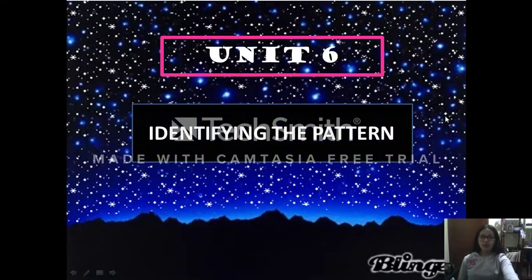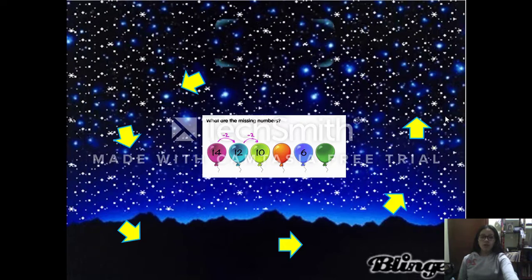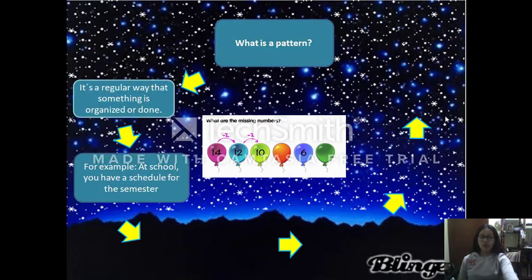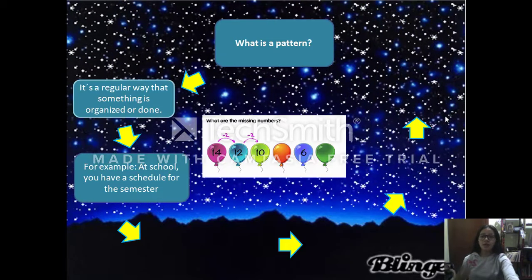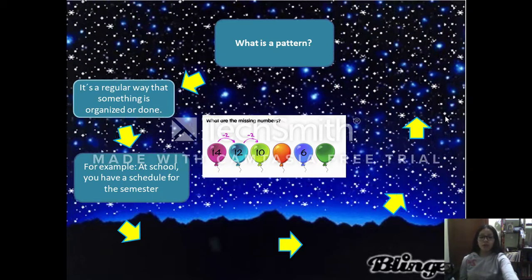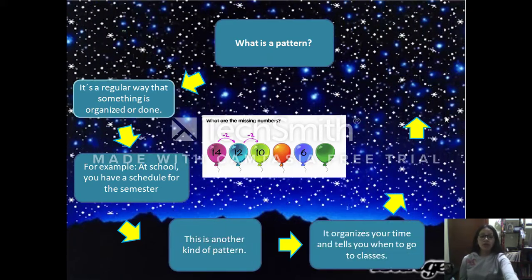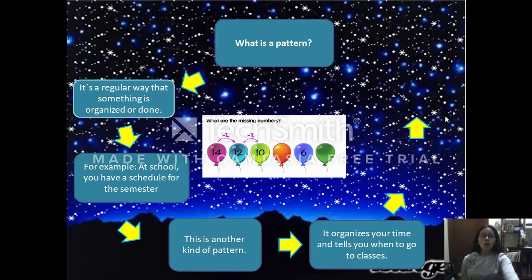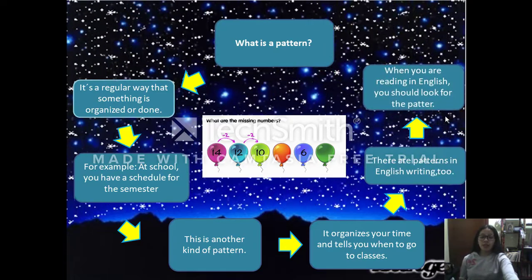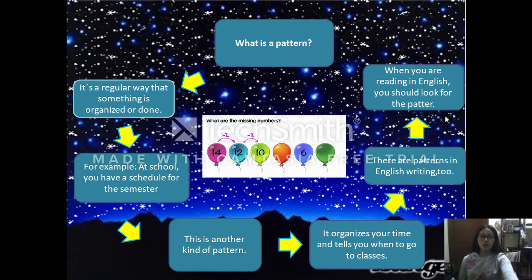Unit 6: Identifying the pattern. What is a pattern? It's a regular way that something is organized or done. For example, at a school, you have a schedule for the semester. This is another kind of pattern. It organizes your time and tells you when to go to classes. There are patterns in English writing too. When you are reading in English, you should look for the pattern.